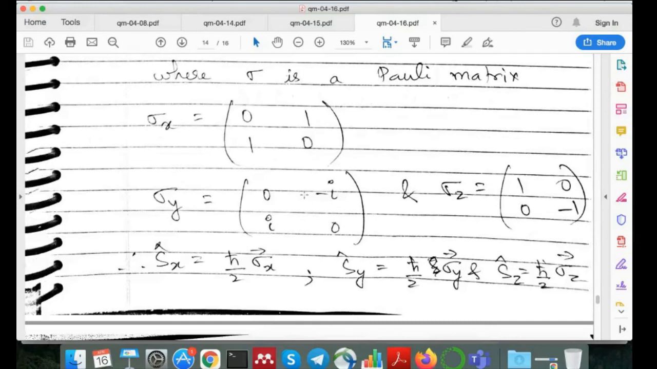So Sx is basically h cross by 2 into sigma x, Sy is h cross by 2 into sigma y, and Sz is h cross by 2 into sigma z. And sigma x, sigma y, sigma z are Pauli matrices, which are operators representing Sx, Sy, and Sz. I hope that is clear.